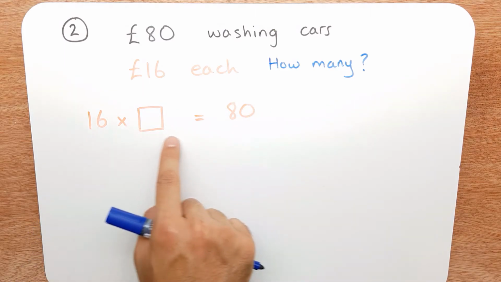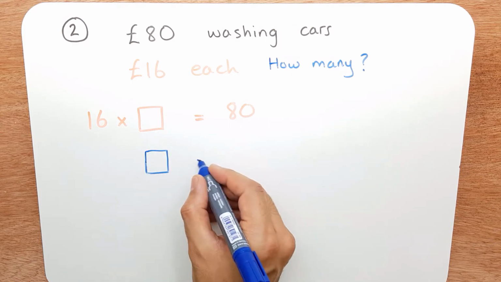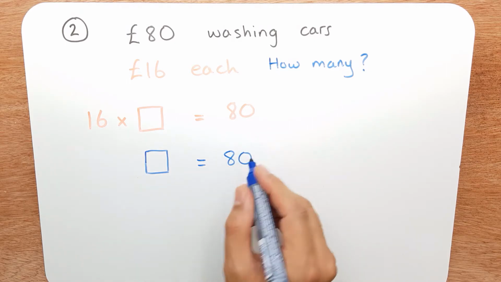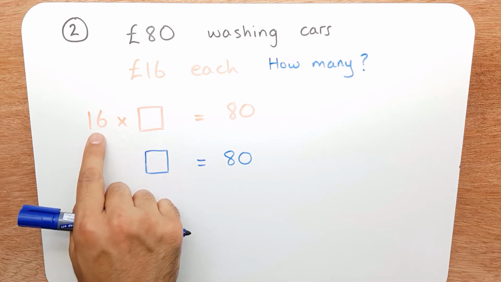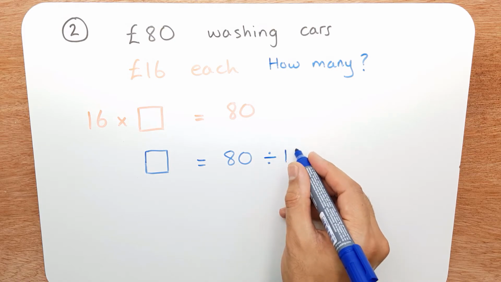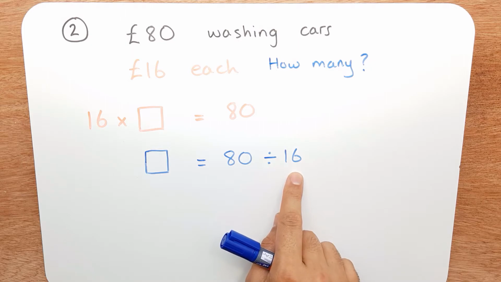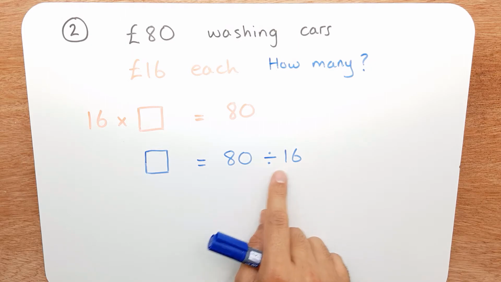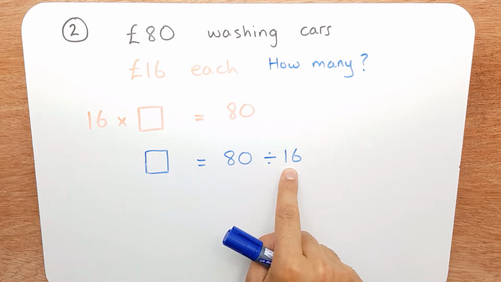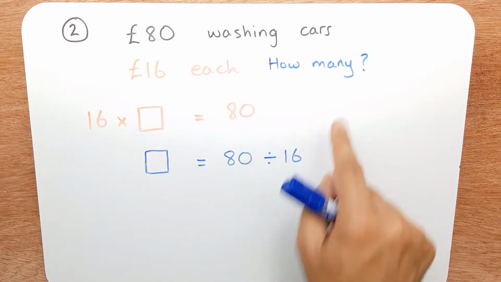So we can rearrange this. So we have the number of friends here equals 80, and the opposite of a times by 16 is a divide by 16. So this is the question we need to answer. And how can we work out how many 16s there are in 80? We can simply do column addition to find out how many 16s there are in 80. So let's start that here.